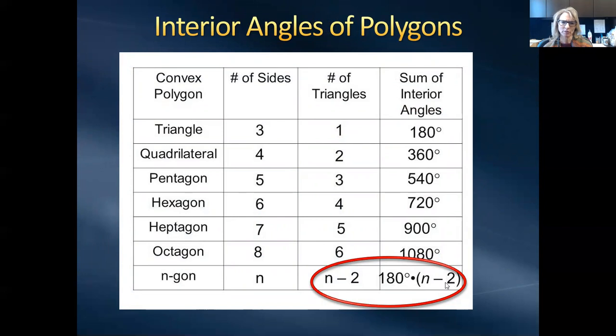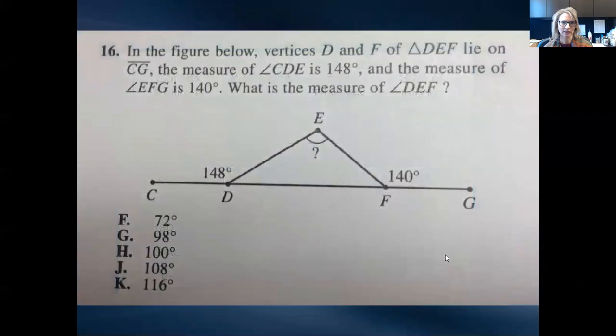If you forget that formula, you can remember that the degrees in a triangle is 180. So you can kind of figure out that it's the n minus 2 part. But anyways, it's 180 degrees times n minus 2. So an octagon, it would be 180 degrees times n is 8 minus 2. That makes 6. So 180 times 6 is 1,080 degrees.